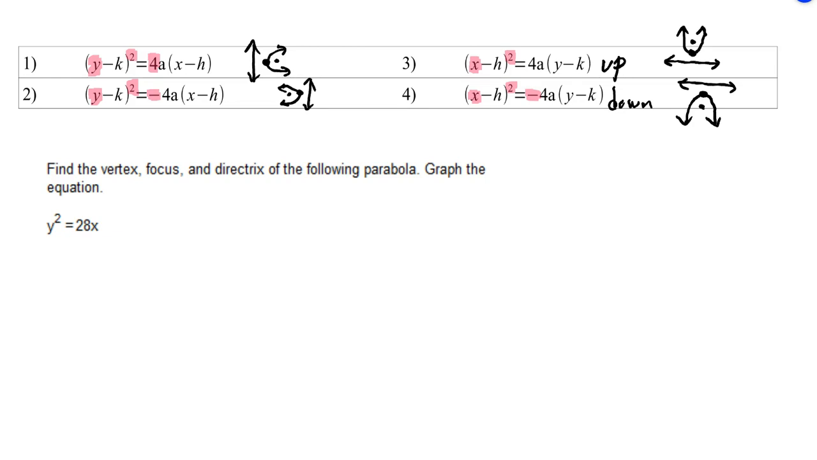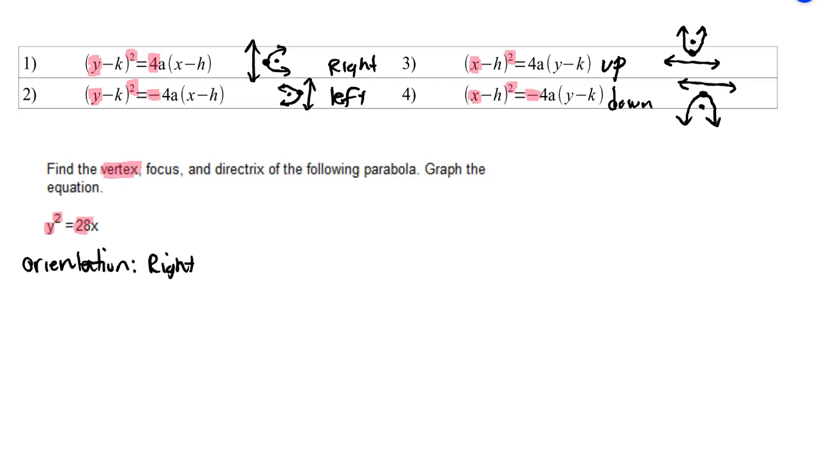So looking at the example, I have the squared on the y and a positive coefficient on the x. And so that tells me that I have a right facing parabola. So now I know the orientation is right. So then I want to find the vertex.